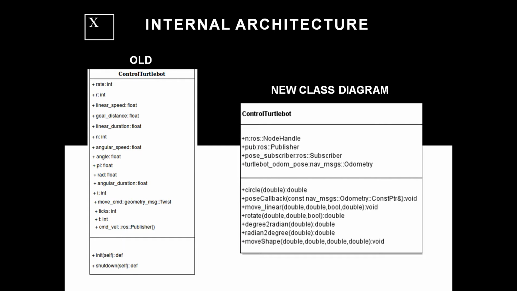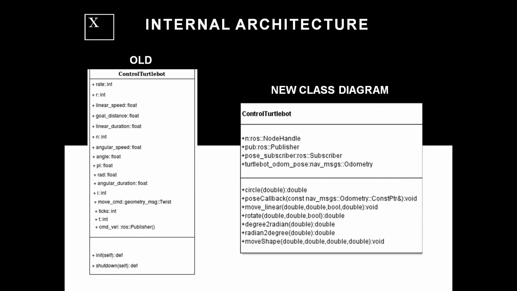So for the internal architecture of the code that we see, in the old class diagram you can see I just used two function definitions: one was initialize, another was shutdown. I was not planning on using odometry at all. All I was trying to do was give it some hard-coded trajectories. But I changed my approach because it was not making the robot move exactly how I wanted, because of all the lags and the dynamic nature of the environment. So I am now subscribing to odometry messages and publishing velocity messages.